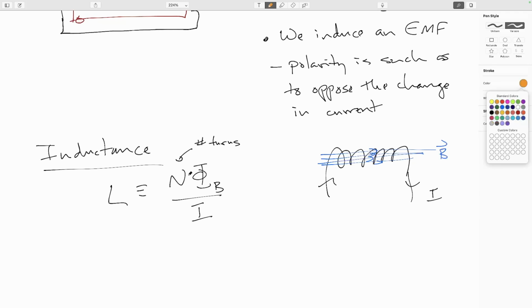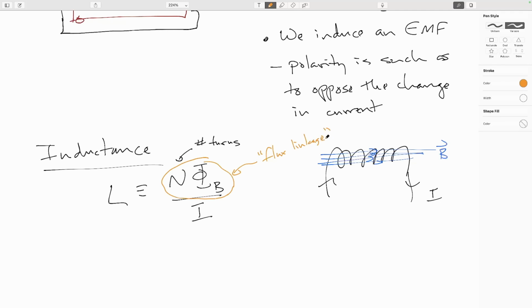Now, this combination of the number of turns and the magnetic flux, this product, it actually gets its own name. It gets called the flux linkage. I've never seen a standalone symbol for it. I'm sure electrical engineers have a symbol for it. I just haven't seen it.